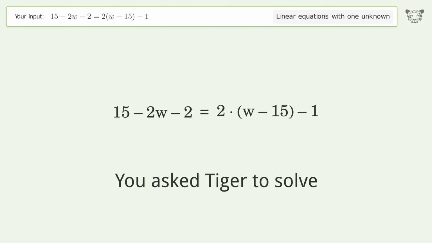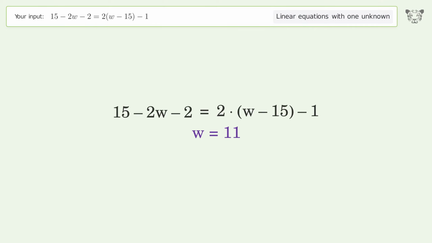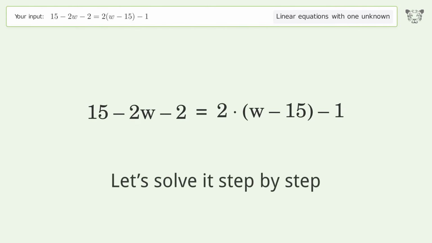You ask Tiger to solve this. This deals with linear equations with one unknown. The final result is w equals 11. Let's solve it step by step.